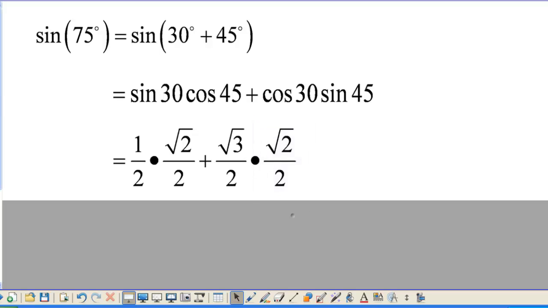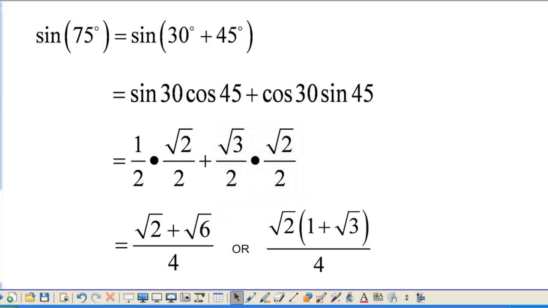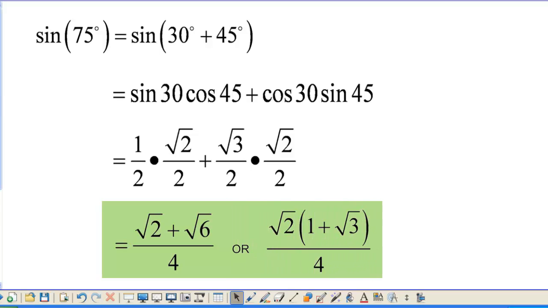Remember your Please Excuse My Dear Aunt Sally rules. I need to do my multiplication before my addition. So when I take 1/2 times root 2 over 2, I get root 2 over 4. When I take root 3 over 2 times root 2 over 2, I get root 6 over 4. And because those are common denominators, I can write my final answer as either root 2 plus root 6 over 4. And that is a perfectly acceptable final answer for me. But you might see the book factor out a root 2 in the numerator. So root 2 times the quantity 1 plus root 3 over 4 is also acceptable.